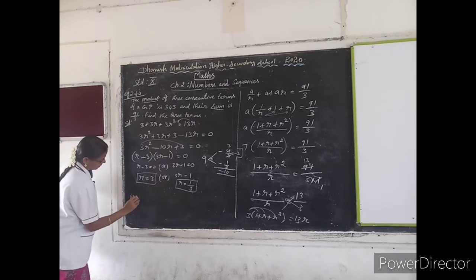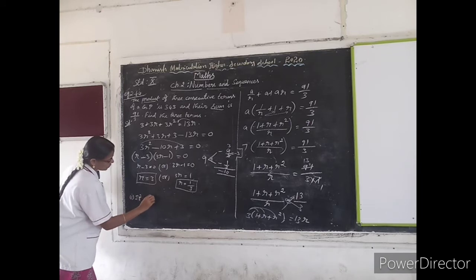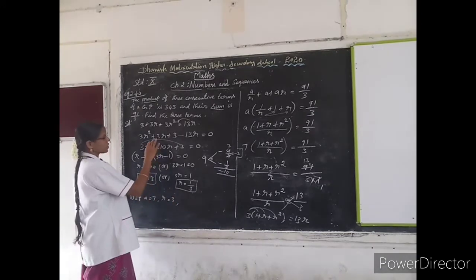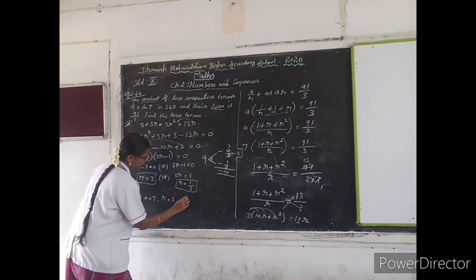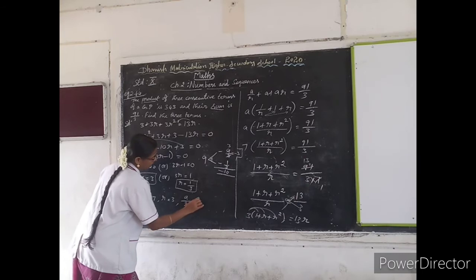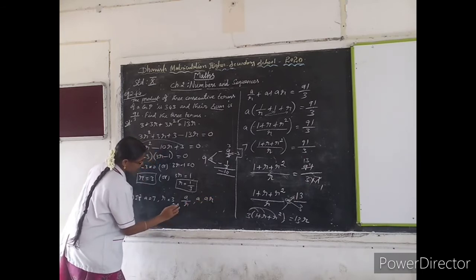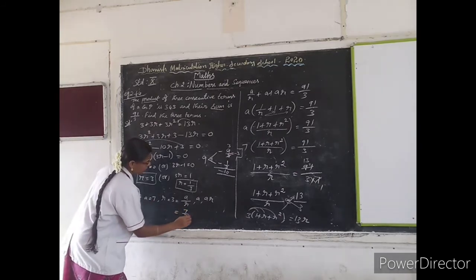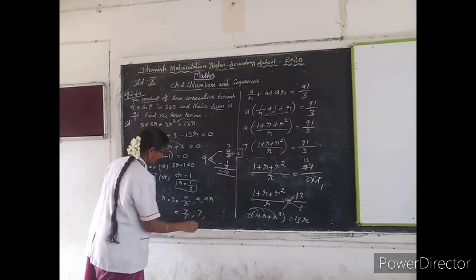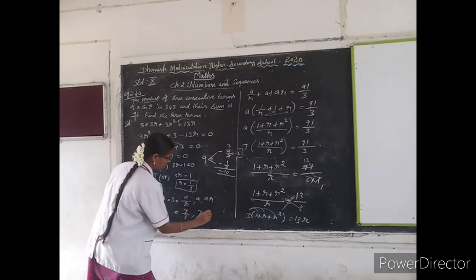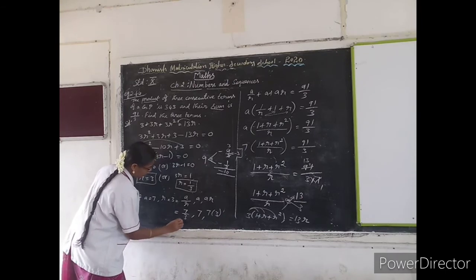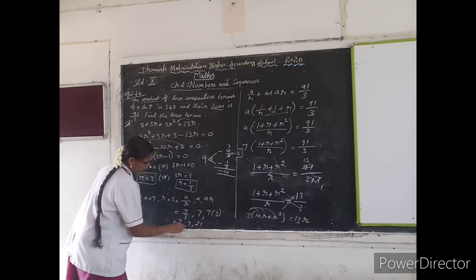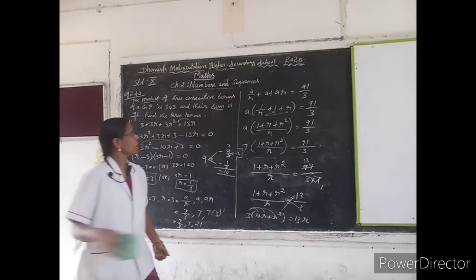Now the first case: if a is equal to 7, r is equal to 3, the three consecutive terms a/r, a, ar: a is 7 by this 3, here a is 7, a into r means 7 into 3 is 21. This is one sequence. Another case.